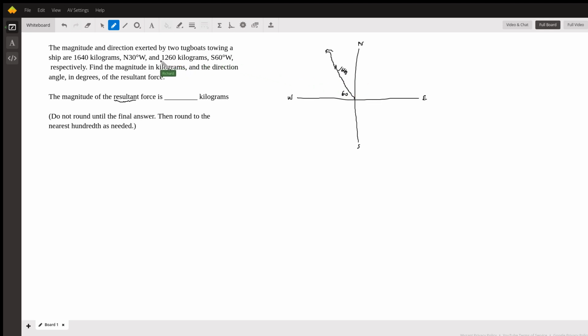And then we have another vector that's south 60 degrees west, so it's south, and then 60 degrees west, which means it's going to make a 30-degree angle here. You face south and then you pivot 60 degrees west, and that's going to create another vector here, and the magnitude of this other vector is 1260. Okay, so we're just going to imagine these 30, 60, 90 triangles here.